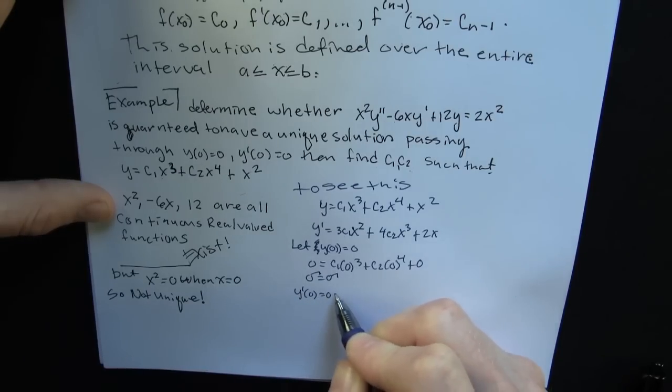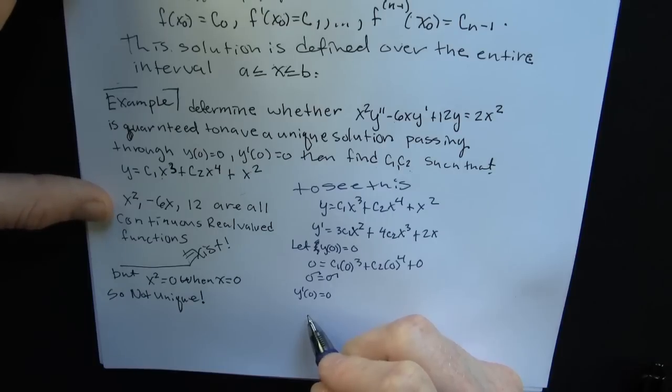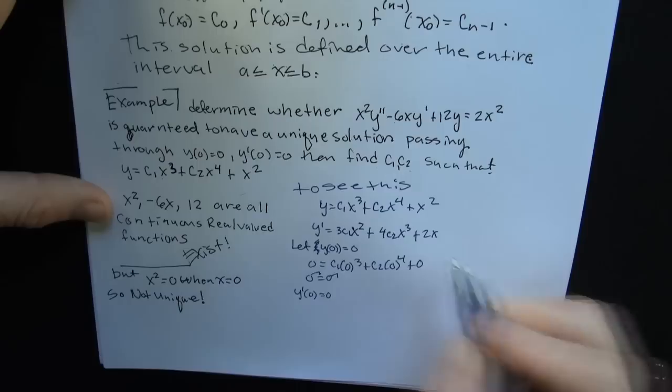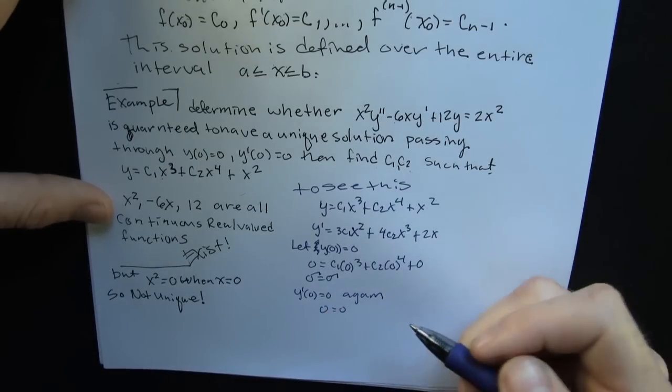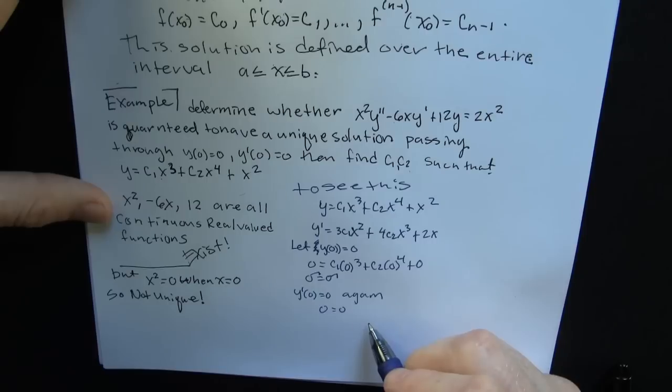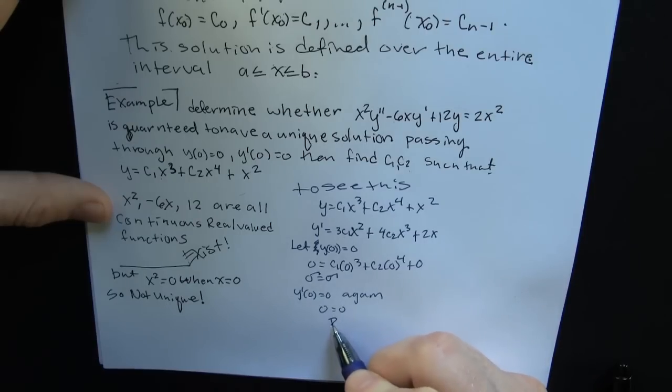In normal circumstances, if it was unique, we'd be able to get a system, and then that system would solve for C1 and C2, and then we could get our solutions. But you know what? It's not going to happen here.